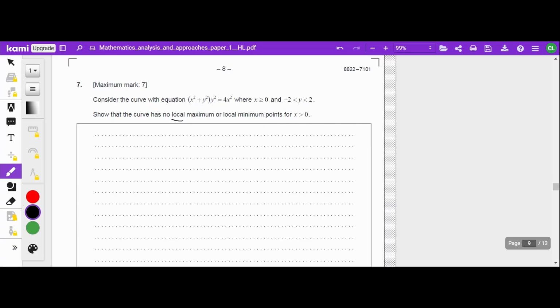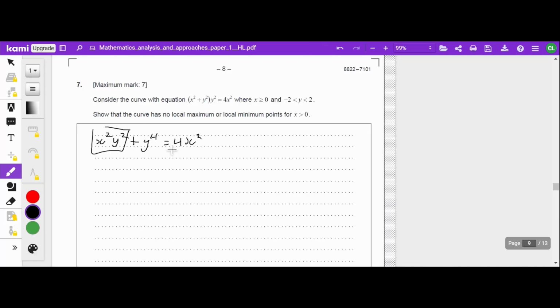So it's asking for maximum or minimum points, so we can tell that we need to differentiate this equation and equate it to 0. And because there's y squared, you can tell that you need to use implicit differentiation. So first I'm just going to expand the bracket. So x²y² + y⁴ = 4x². And then I'll just differentiate all of this with respect to x.